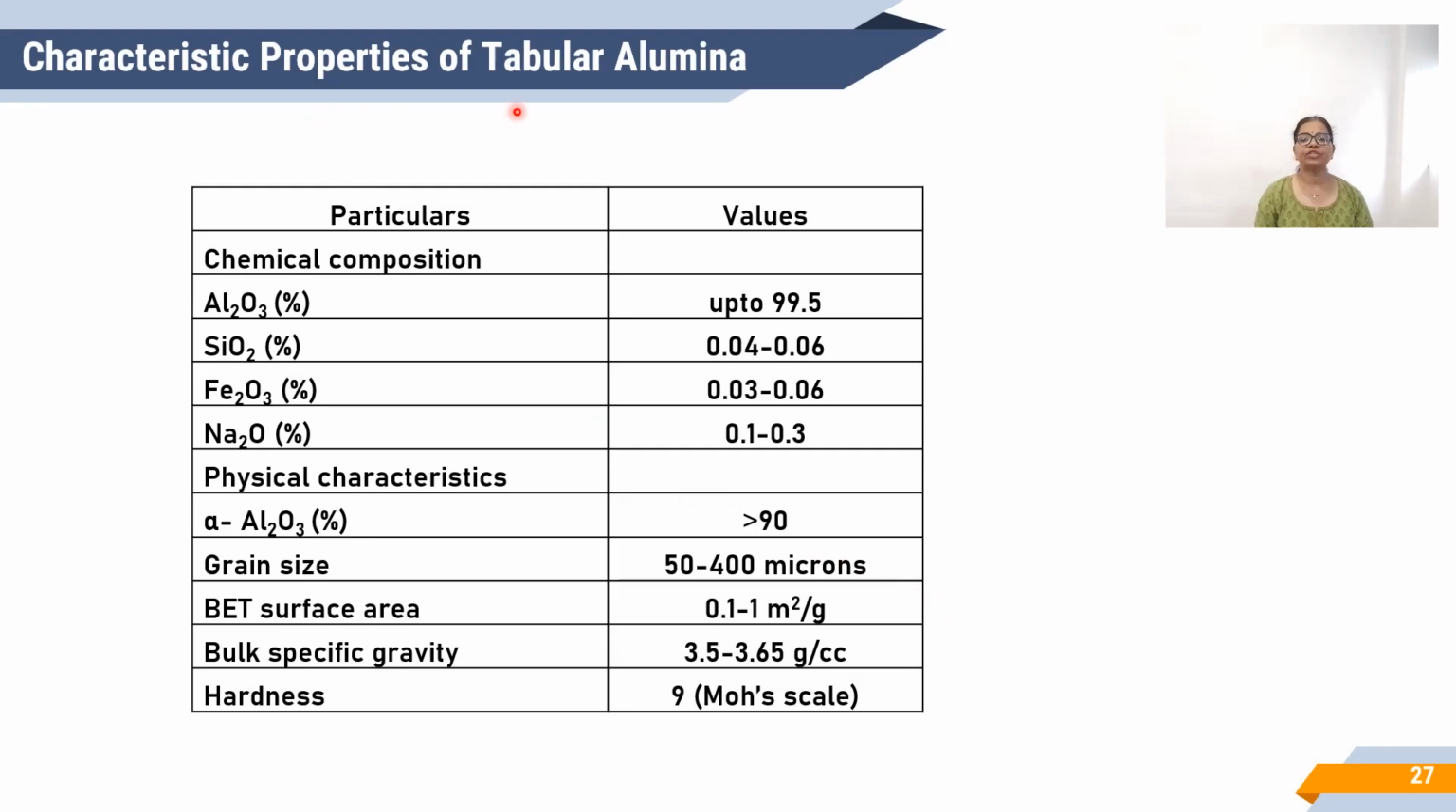The characteristic properties of tabular alumina are that it contains alumina of 99 up to 99.5%, with silica of 0.04 to 0.06% and soda of 0.1 to 0.3%. Alpha alumina is greater than 90%, and grain size is 50 to 400 microns, with a very low BET surface area of 0.1 to 1 meter square per gram. The bulk specific density is very high, 3.5 to 3.65 grams per cc, with hardness on the Mohs scale of 9.